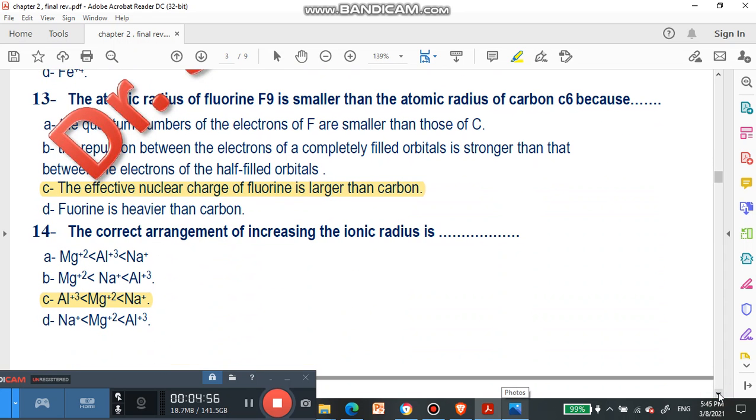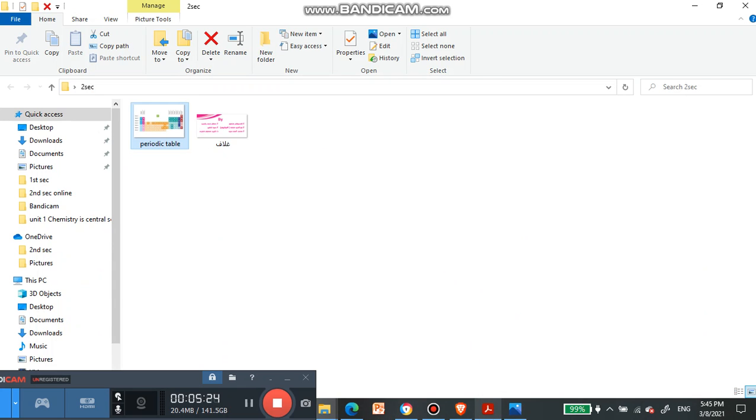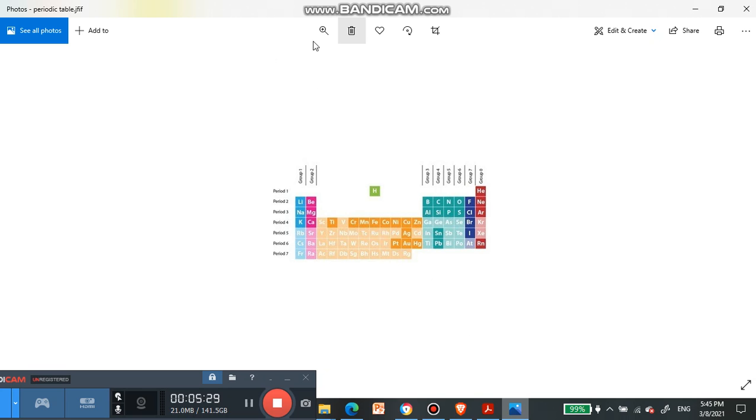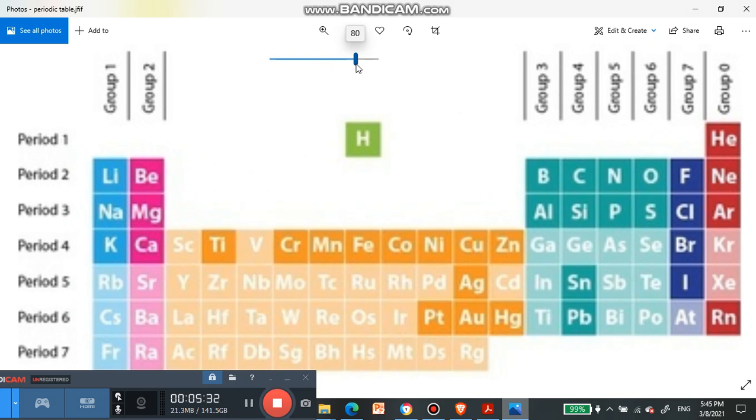Okay, the atomic radius of fluorine F9 is smaller than the atomic radius of carbon 6 because, if we discuss the atomic radius or atomic size, we are going to talk about the number of energy levels affecting it. If we are talking about here, we are talking about what? We are talking about carbon here. Carbon and fluorine.